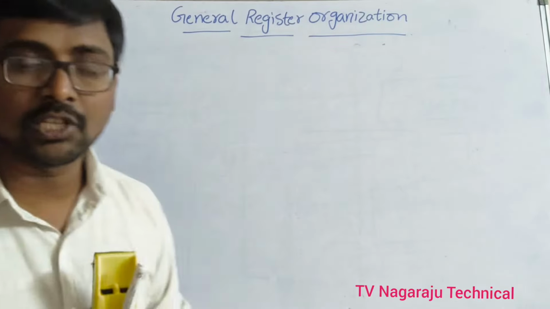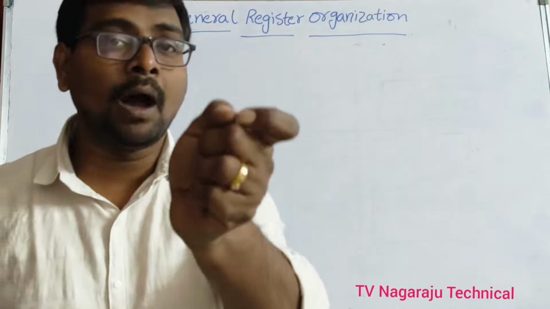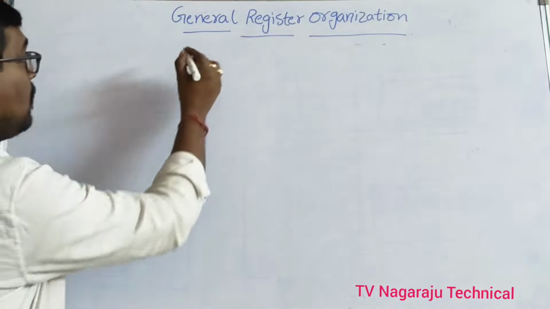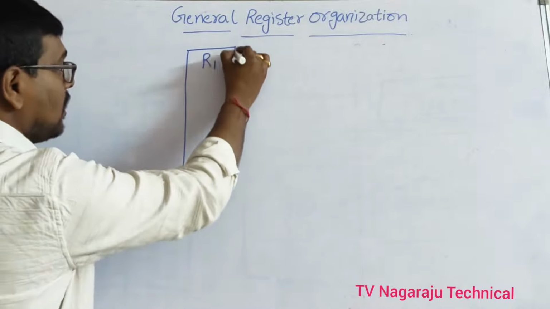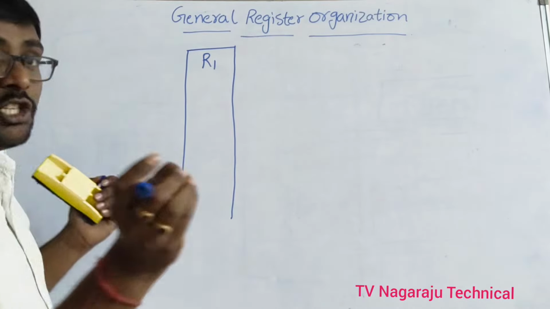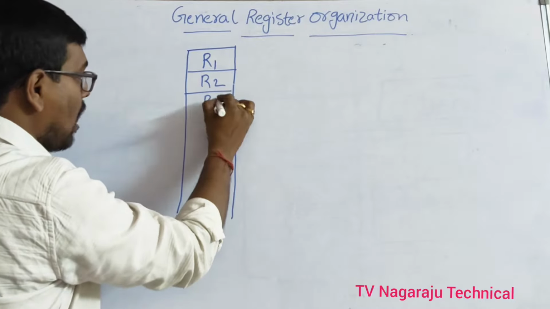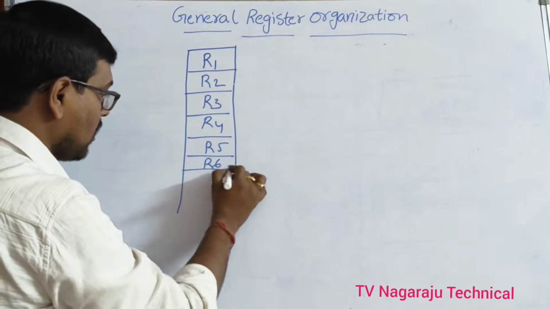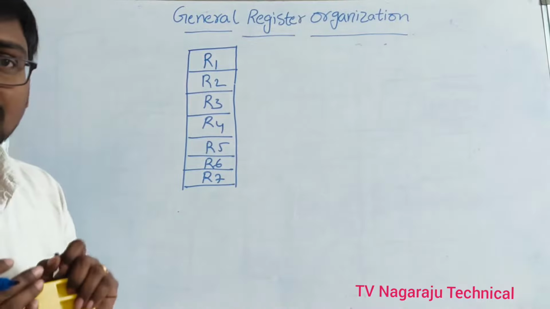For that organization, we are using a common bus system. Along with that, to perform all arithmetic operations, I am using an ALU. Now we will discuss everything in the form of a diagram. Assume I have a total of 7 registers. Generally, the general purpose registers are named R1, R2, R3, R4, R5, R6 and R7. So assume right now I have a total of 7 registers.